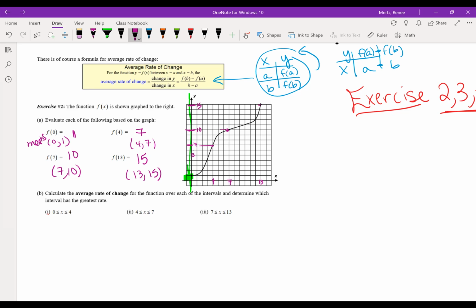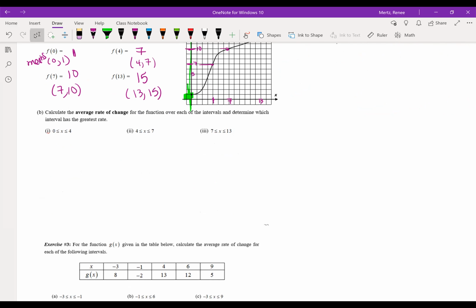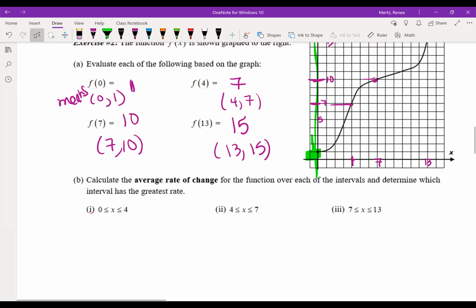Now we're going to practice finding the rate of change. So using this drawing, we're going to go through each of these. So 0, 4. I'm going to make a little table. My x values are 0 and 4. My y values, when x was 0, y was 1. When x was 4, y was 7. I'm going to take these and subtract.